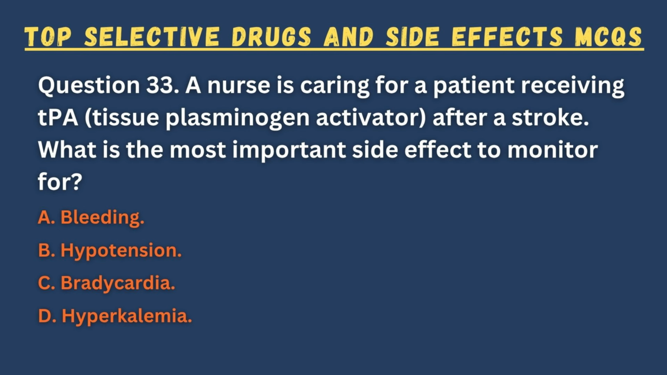Question 33. A nurse is caring for a patient receiving TPA, tissue plasminogen activator, after a stroke. What is the most important side effect to monitor for? A. Bleeding. B. Hypotension. C. Bradycardia. D. Hyperkalemia.